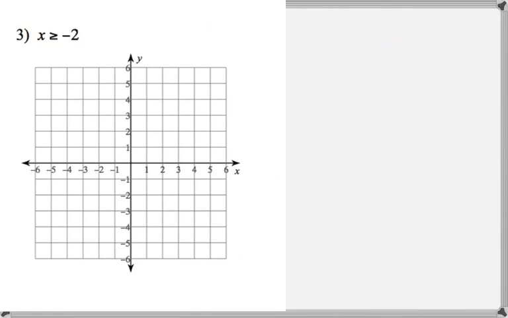Here we have x is greater than or equal to -2. If you remember, x equals a number was a specific type of line, and it was a vertical line located at the x value of whatever that number was. Our inequality here tells us that we will need a solid line, and so we can go ahead and draw our line. We know it is a vertical line at x equals -2, and it's solid, so we're going to just go ahead and draw our line.